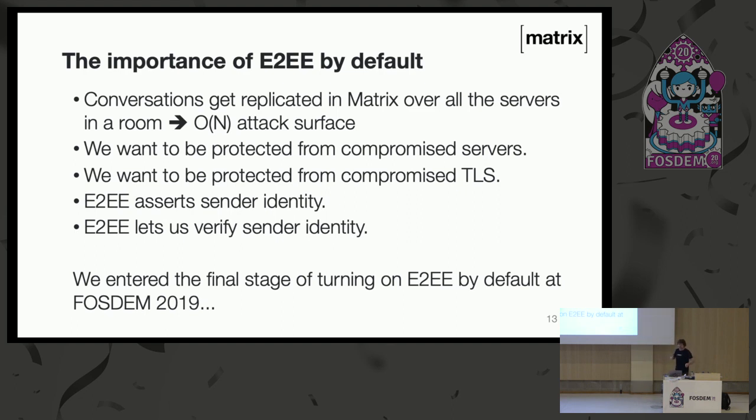Also, we want to protect ourselves from compromised servers in general. That might be malicious sysadmins, it might be people who've compromised a given server. We also want to be protected from people who've man-in-the-middled the TLS. End-to-end encryption is also useful because it asserts the sender identity, and it also gives us a framework for verifying users' keys and verifying their identity.